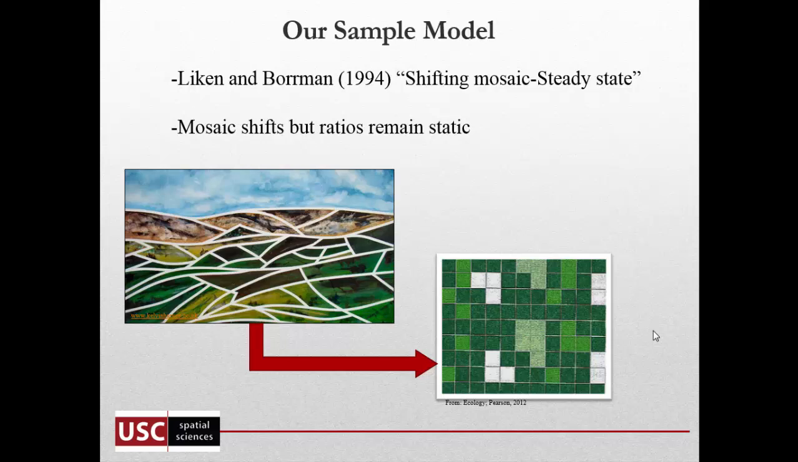Those patches will continuously change due to that process, but the overall ratio of the species within a defined area will remain static. So our analysis goal is to see if the pattern of shifting mosaics steady state will hold using the authors' rules, and we'll see if we could break this pattern of ratios using simulated management actions.